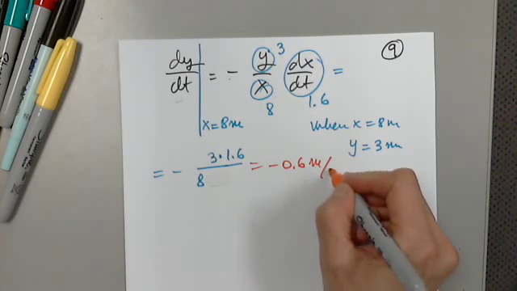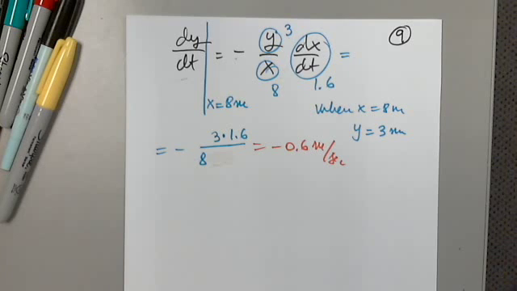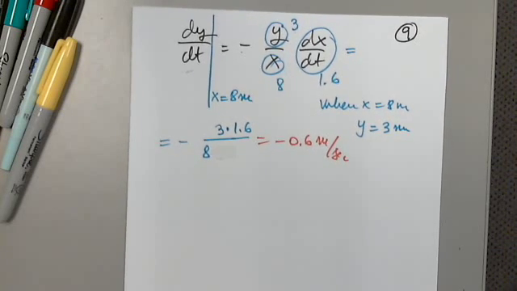Very good. Was 1.6, yes, meters per second. Any questions? In this problem, we had two related rates. The rate of change of distance with respect to time as the person was approaching the wall, and the rate of change of his shadow on the wall. Two related rates.